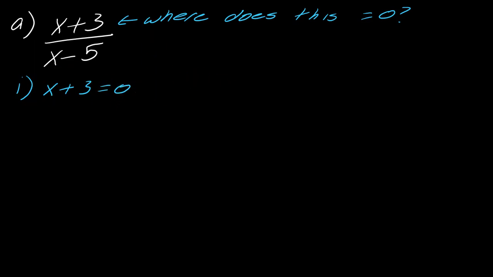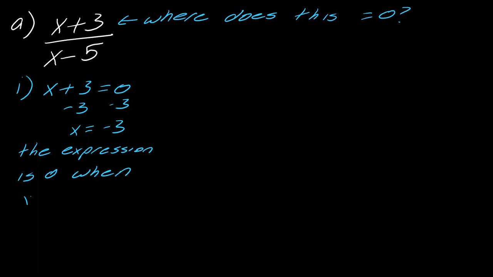This is just like your regular old algebraic expression. So I can subtract 3 from each side and get x equals -3. This would be my answer. If we want to write this out, I'd say the expression is 0 when x equals -3. Okay, so that's the first question.